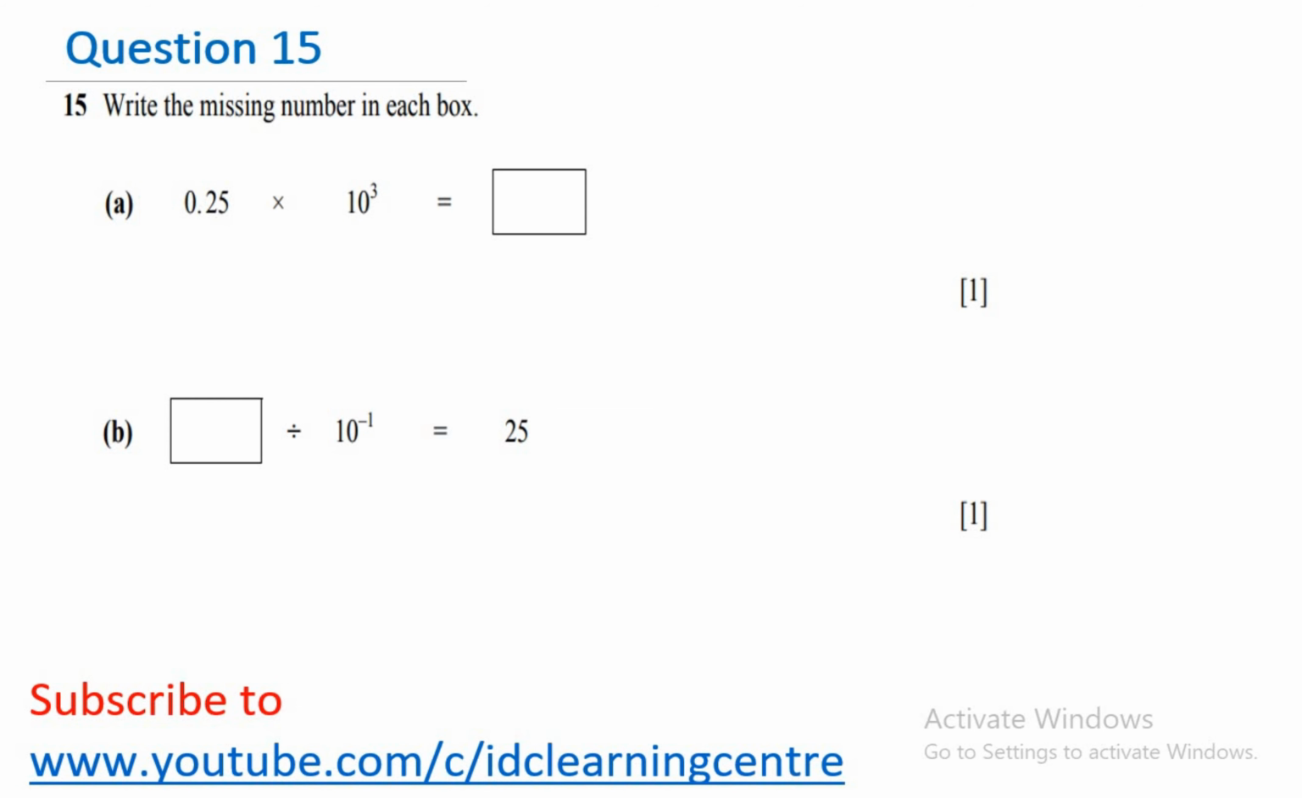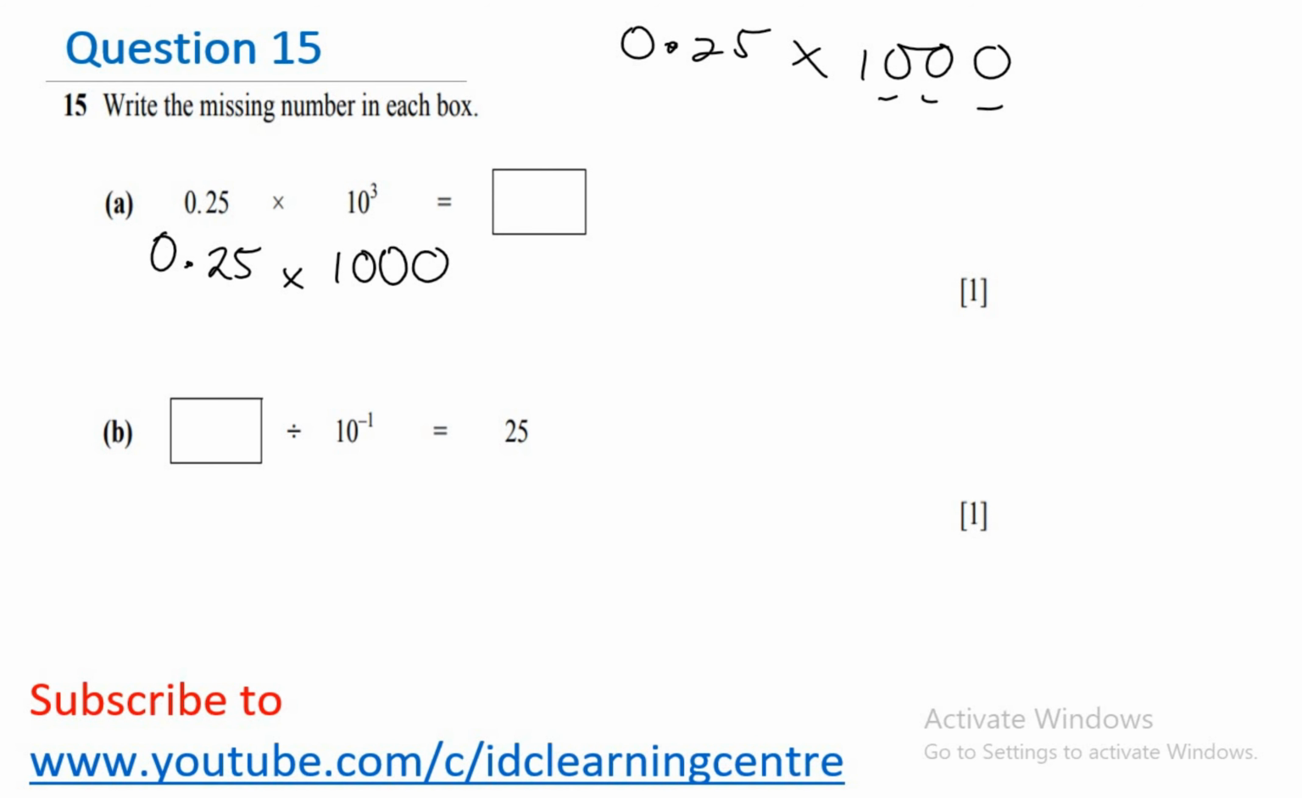For question 15, write the missing number in each box. A, 0.25 times 10 raised to the power 3 equals what? Let's tackle question A first. For question A, 0.25 times 10 raised to the power 3 is something as 10 with 3 zeros. Okay, so 25 times 1000. Sorry, 0.25 times 1000. 1000 has 3 zeros. Remember, I got 1000 because this is 3.